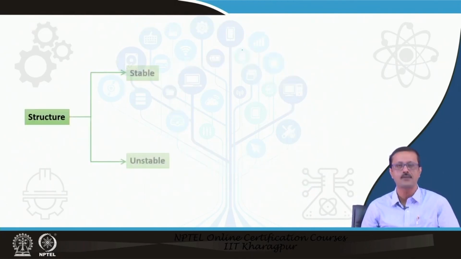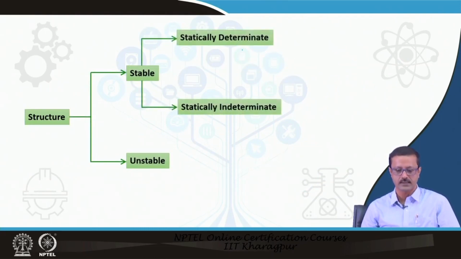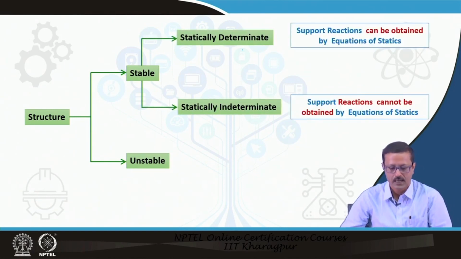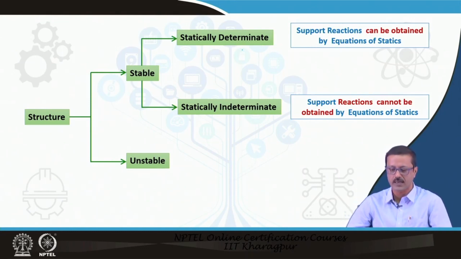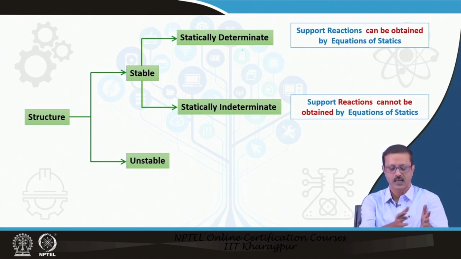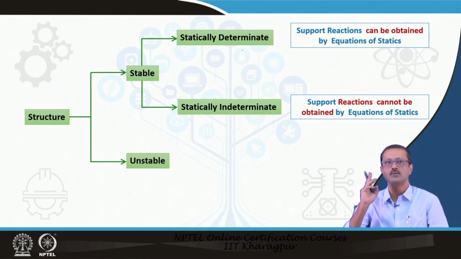So, the structure can have a stable or unstable nature. It can be statically determinate or statically indeterminate in nature. What is statically determinate and indeterminate? Again, let us discuss. Statically determinate structures are those where the support reactions can be obtained by the 3 equations of statics. Statically indeterminate structures are those where the support reactions cannot be obtained by the equations of statics. So, you need some more equations, because as you see, there are 4 unknowns and there are 3 equations, so you need one more equation.